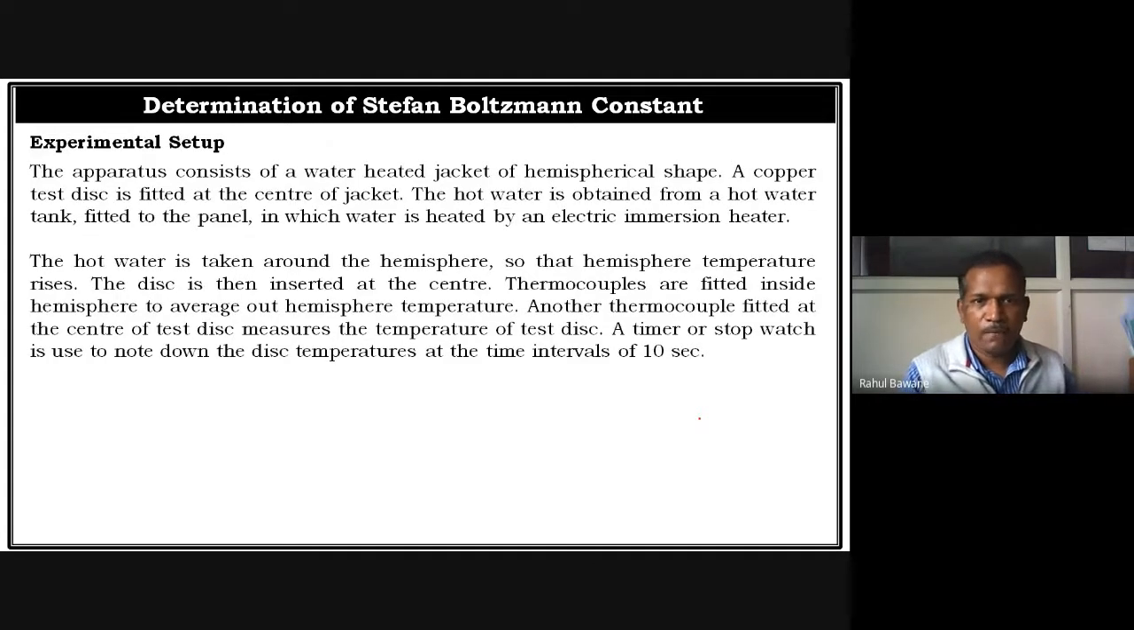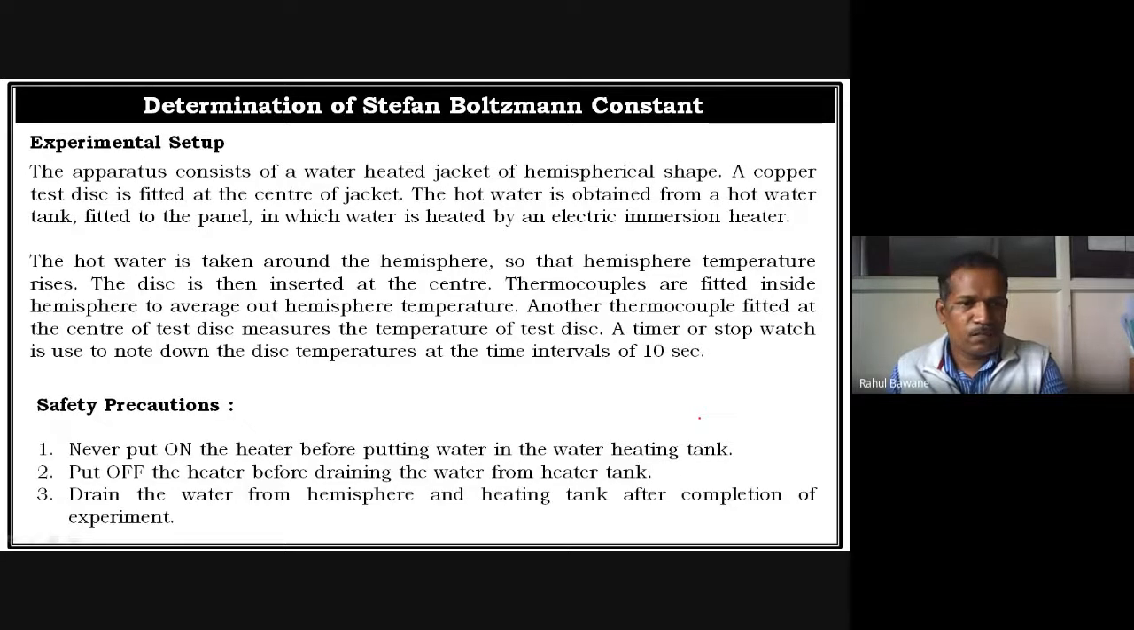As I just explained, there is a hemisphere. The inner hemisphere has a lamp black coating and 4 thermocouples. The angular gap between the outer hemisphere and inner hemisphere is filled with hot water. The bottom of the hemisphere has one drill hole where we insert the test disk. The test disk is mounted on a wooden block. The copper disk is there, and this disk is also lamp black, and a thermocouple T5 is mounted there.